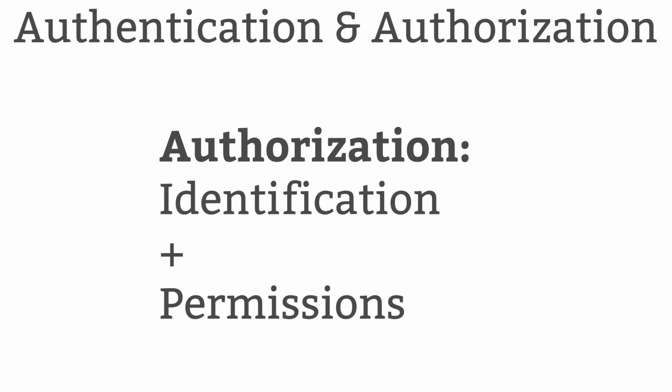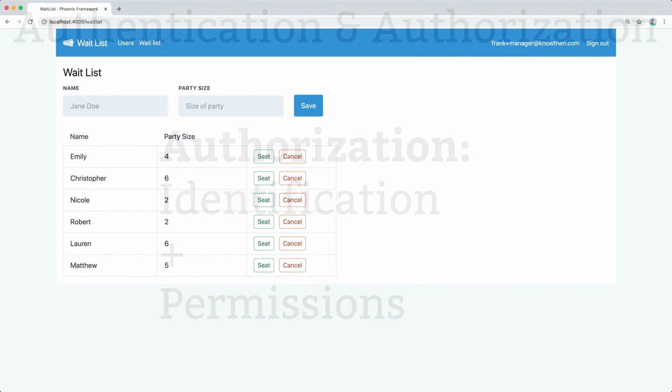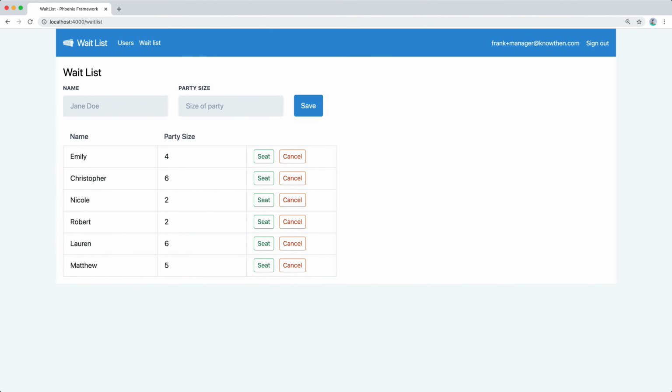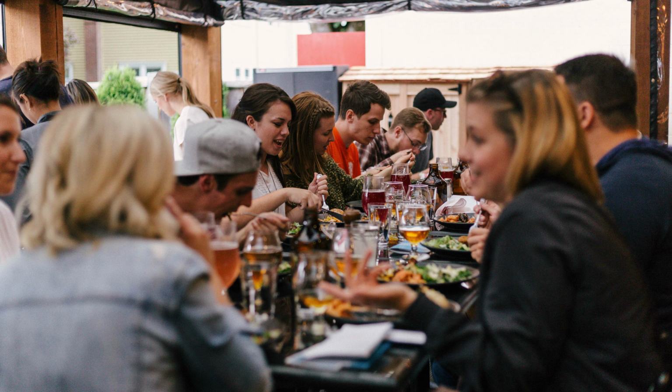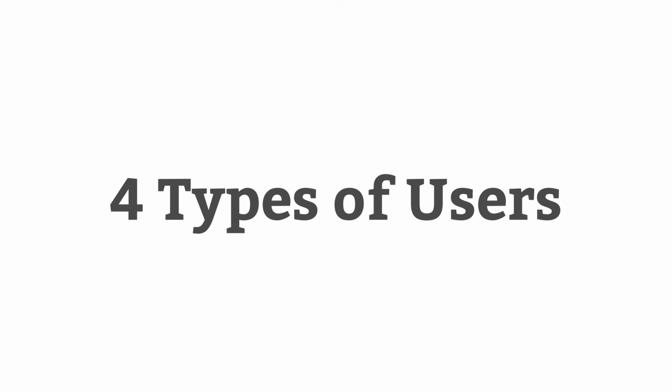Okay, so let's consider authorization in the context of this waitlist app. Imagine we're using this waitlist app in a typical restaurant, and there are basically 4 types of users for this app. One of the users we'll call a kiosk user. In other words, it's an account you could use if you had a self-serve kiosk where customers could add their own name to the waitlist. Now keep in mind, this kiosk user should have very limited permissions in this app.